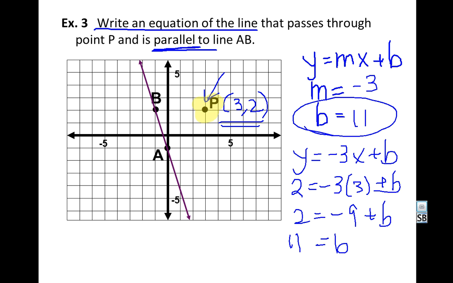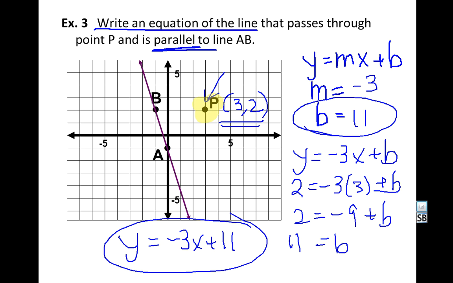There you go, we're done. y is equal to -3x plus 11 is the equation of your line. It'll go through the y-axis at 11, and it'll be parallel to this line that's given here.